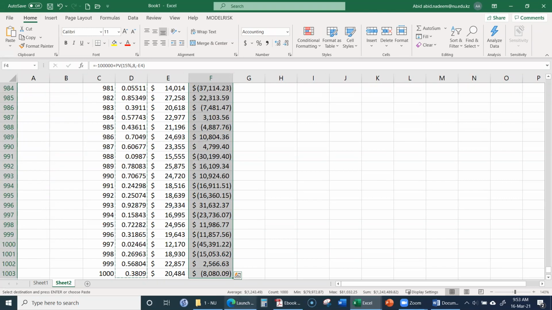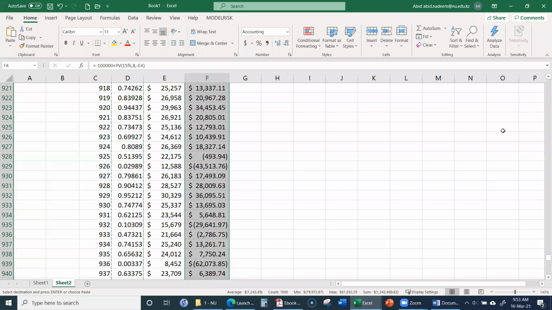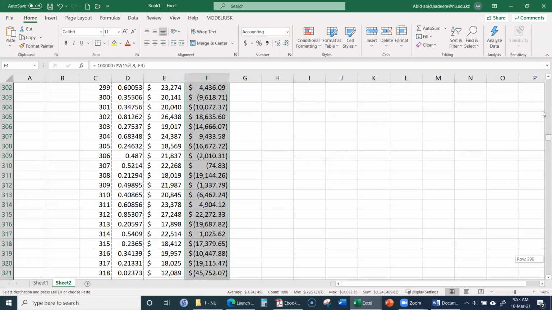And then from here, we can see that the average of the net present values is minus $1,243, and a total of 1,000 values I have obtained. Minimum is minus $79,000, maximum is $81,000. And how these values are distributed, for this we can even plot these values.